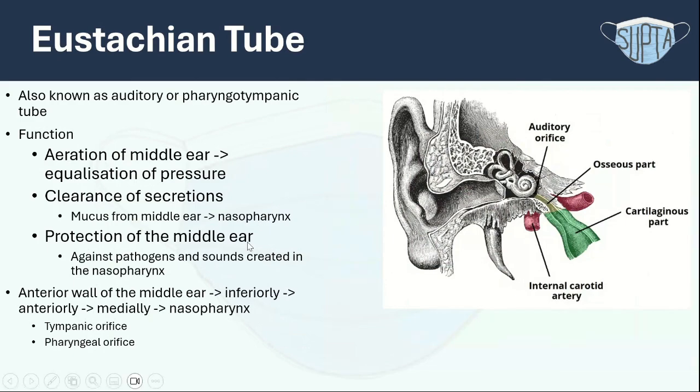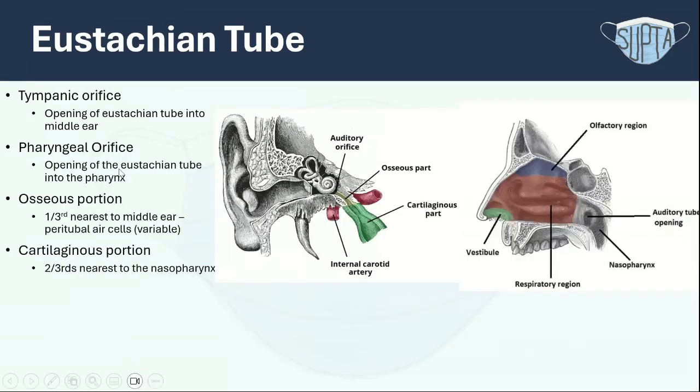So you have the anterior wall of the middle ear, and then it goes inferiorly, anteriorly, medially, and then into the nasopharynx if you're following it through that course downwards. It has a tympanic orifice and a pharyngeal orifice as well. The tympanic orifice is the opening of the eustachian tube into the middle ear. The pharyngeal orifice is the opening of the eustachian tube into the pharynx, as you can imagine. The osseous portion is the third that's nearest to the middle ear, so it can have variable numbers of peritubular air cells. And then the two-thirds closest to the nasopharynx is a cartilaginous component.